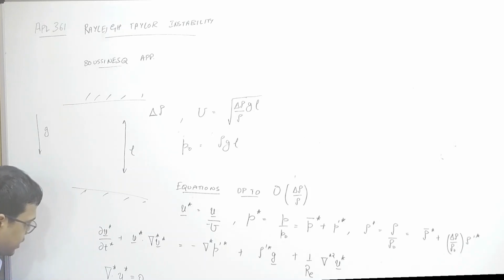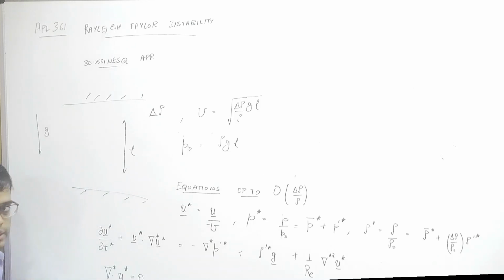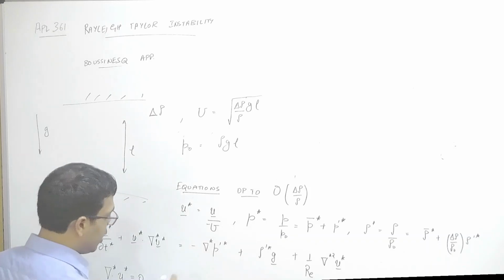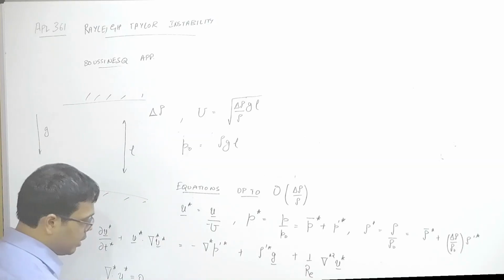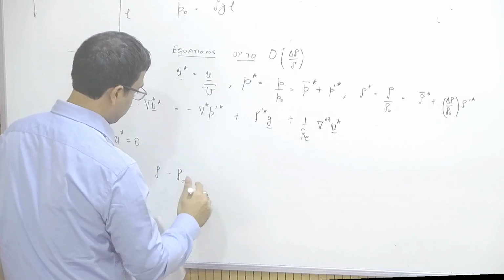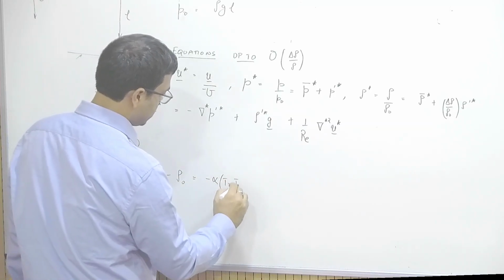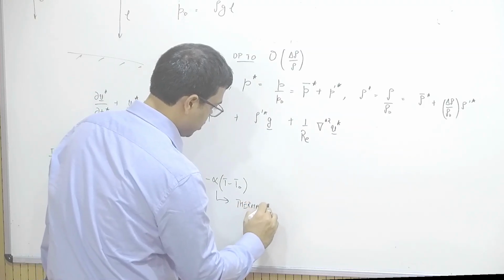And then if density changes exist due to temperature changes, how did we write it? If you are looking at full dimensional terms, then we had written that rho minus rho naught was equal to minus alpha times T minus T naught, where this alpha is the thermal expansion coefficient.